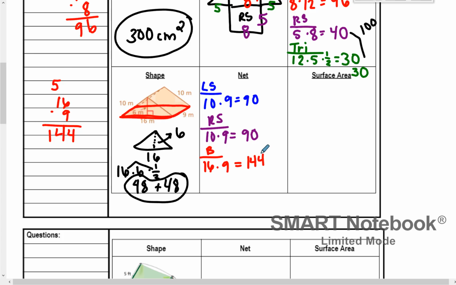Last up, we're going to add all those up. All right, so I'm going to group together 48 and 48. When I group those together, I would get 96. Group my 90s together to get 180. And then I can add 96 plus 144 plus 180.